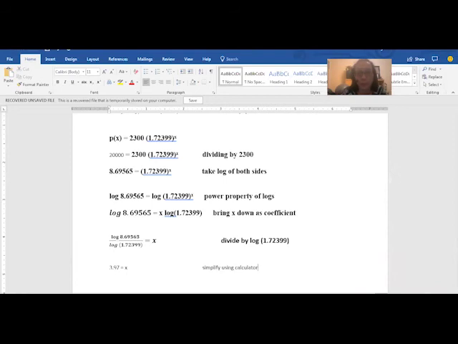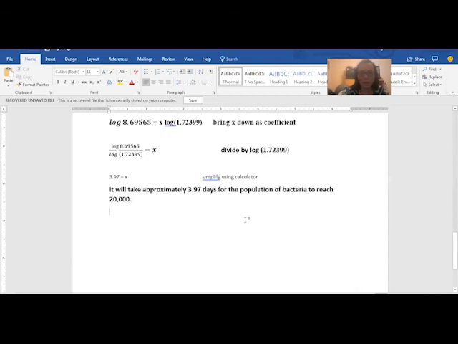Remember, we were looking for the number of days for bacteria to reach 20,000, and our final answer is approximately 3.97 days. I hope this has helped you with the idea of setting up word problems that contain exponential functions and how to work with those functions after they're found.